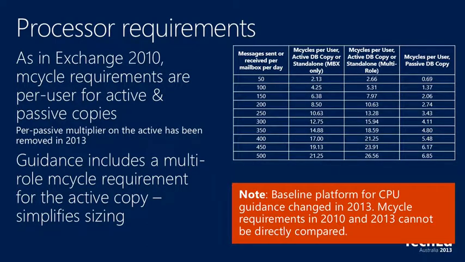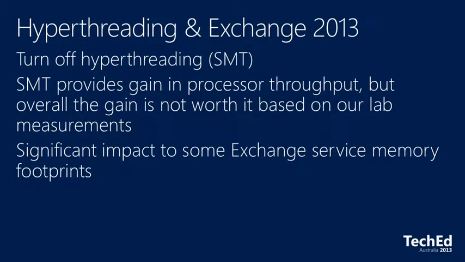So you can't really compare them apples to apples. It's really more of an apples to oranges type thing. So keep that in mind when you're looking at these charts and wondering why the numbers are so different from Exchange 2010. Now, hyperthreading. How many of you know what hyperthreading is?